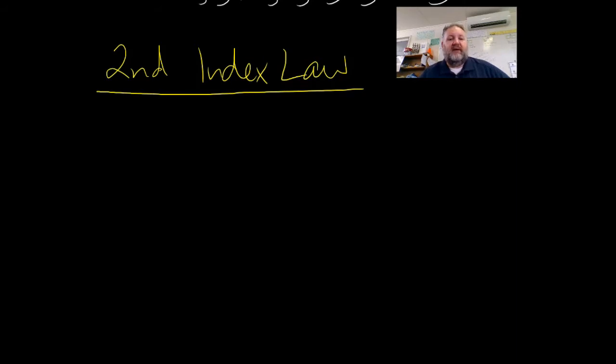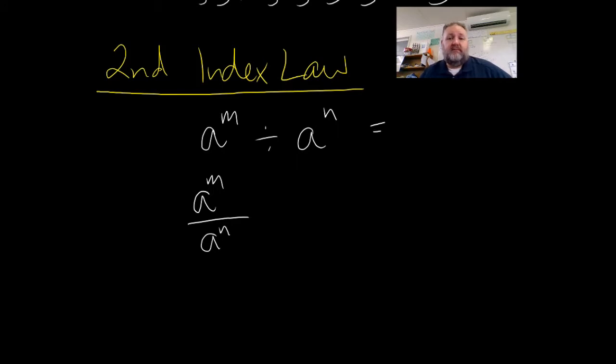So here it comes, the second index law. The first one was all about multiplication. The second one is all about division. This one's called the quotient law. So if I have a to the m and I am dividing by a to the n, and don't forget that can actually be written as a to the m over a to the n, it means the same thing. My answer will be equal to a to the m minus n. Or same here, will be equal to a to the m minus n.